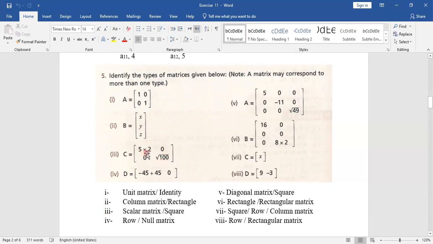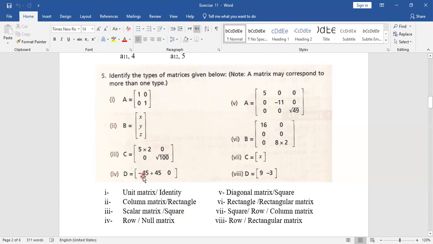Number 3: 5 by 5 multiplied by 2, 0 and 0 and square root of 100. Now 5 into 2 shows 10. 0 is the same. If we take the square root of 100, we get 10. So 10 is in the same diagonal. It is a scalar matrix, and the order is 2 cross 2. That is why we call it a square matrix.